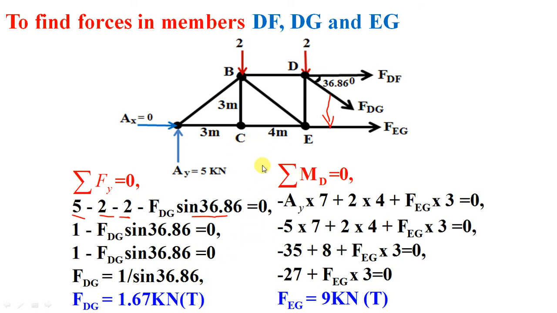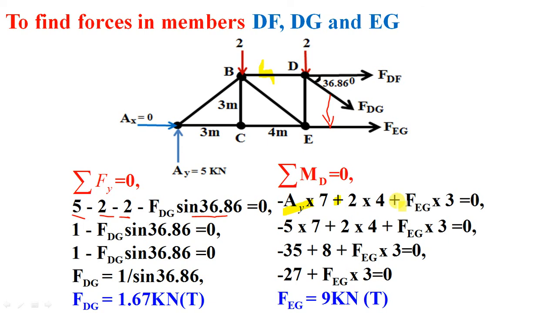Now apply the moment about point D. Why at point D? Because there are 3 unknowns, so we can apply the moment about point D. After applying the moment about D, Ay into this perpendicular distance, which is 7, will create a moment in the clockwise sense, so it is minus. Now 2 into this distance, which is 4, will create a moment in the anti-clockwise sense, therefore it is positive.